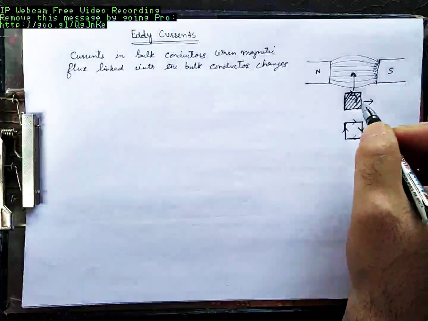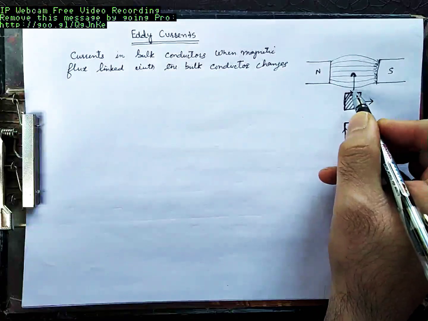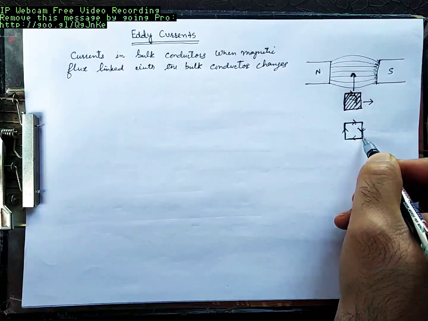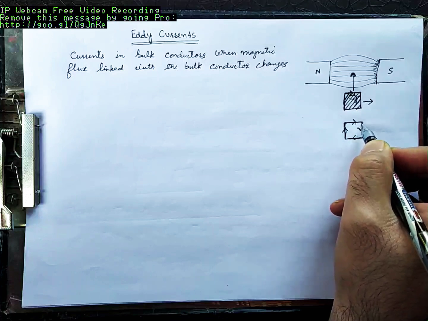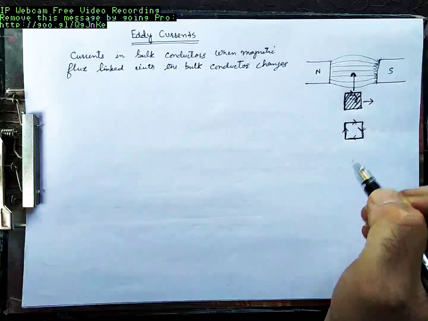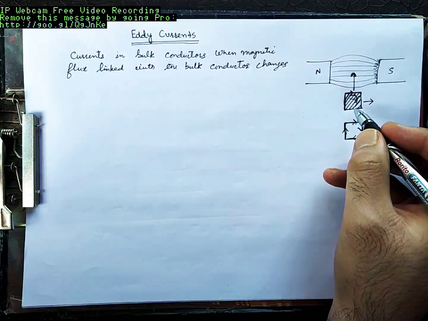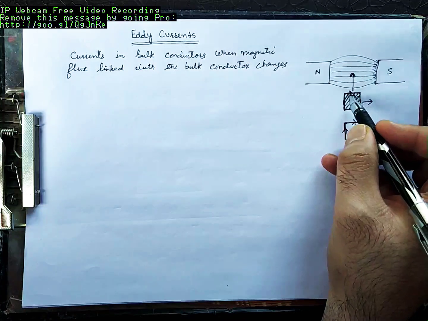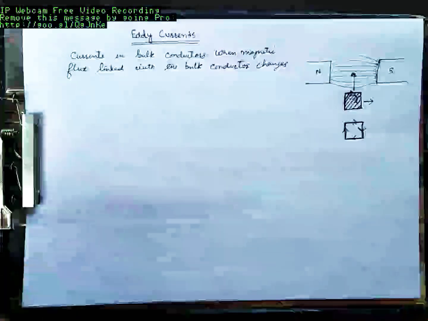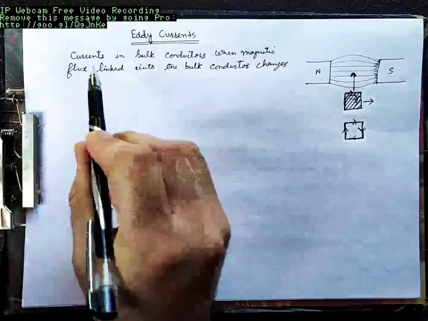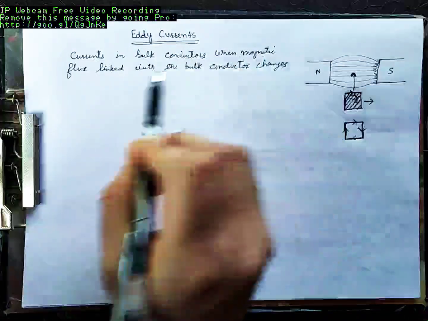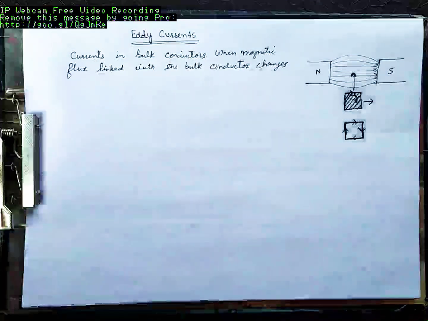So these are basically currents. Here it's current, here it's current. The difference between this and this is here you have only a well-defined path for the current flow. Current can flow only through this path because only this portion is the conductor available over here. It's hollow in between. But here it's no problem like that. Why? Because here conductor is available throughout the material. This is completely solid conductor, or what you call a bulk conductor. So eddy currents are currents in bulk conductors when magnetic flux linked with bulk conductor changes.